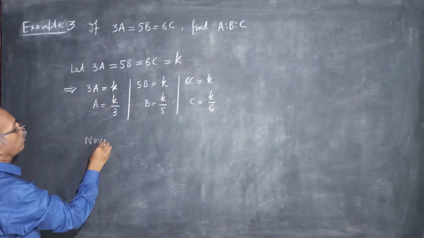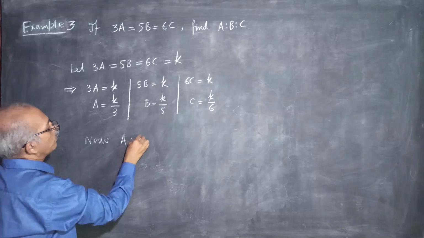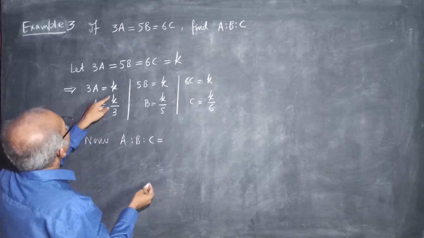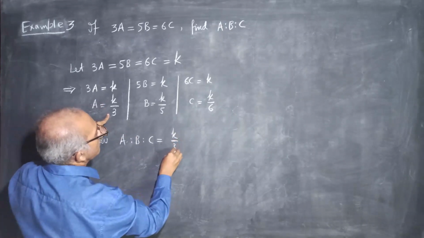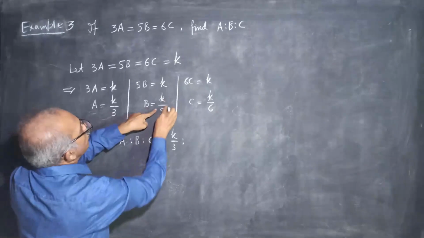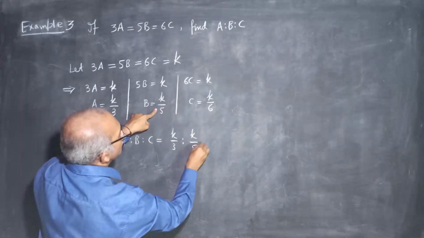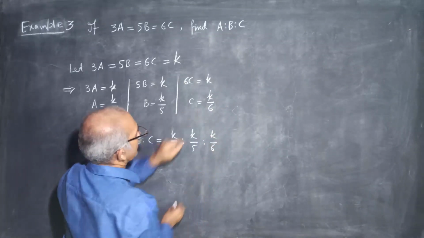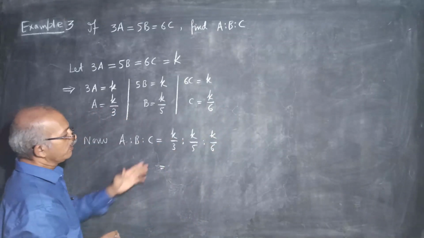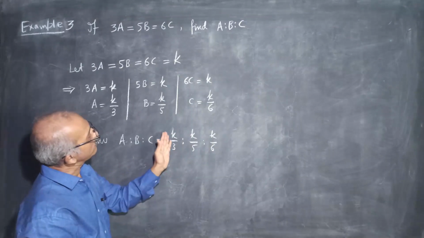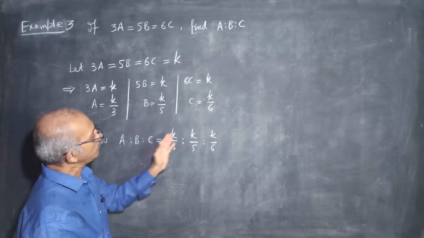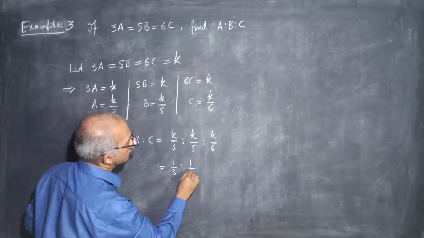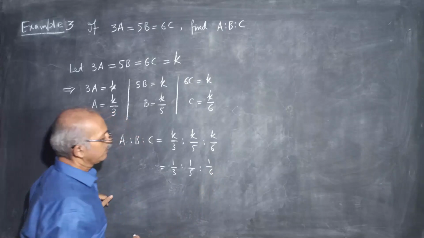Now a is to b is to c can be written as a is equal to k by 3 is to b, b is equal to k by 5, is to c, so c is equal to k by 6. This is equal to, since k is constant, it is available in all the three ratios, we shall divide by k. So the ratio remains unaltered, is equal to 1 by 3 is to 1 by 5 is to 1 by 6.